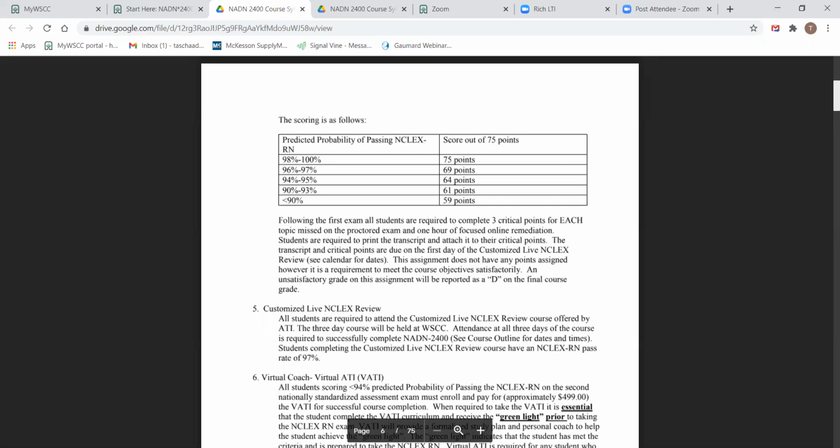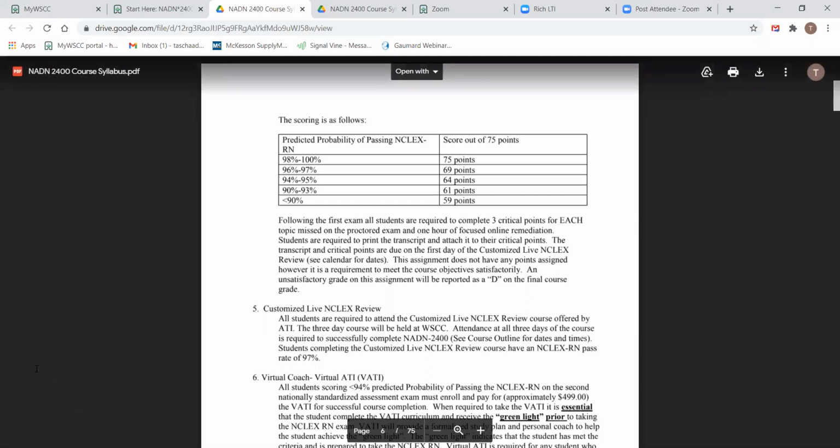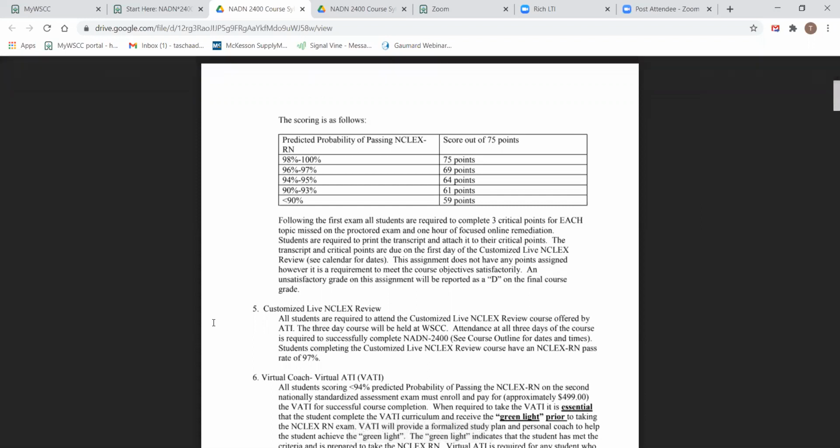Following that first exam, you're going to be required to complete 3 critical points for each topic that was missed on the proctored exam and 1 hour of focused online remediation. This is what you've done thus far, so this should not be anything that's new to you. It should be very clear as to how this is done.